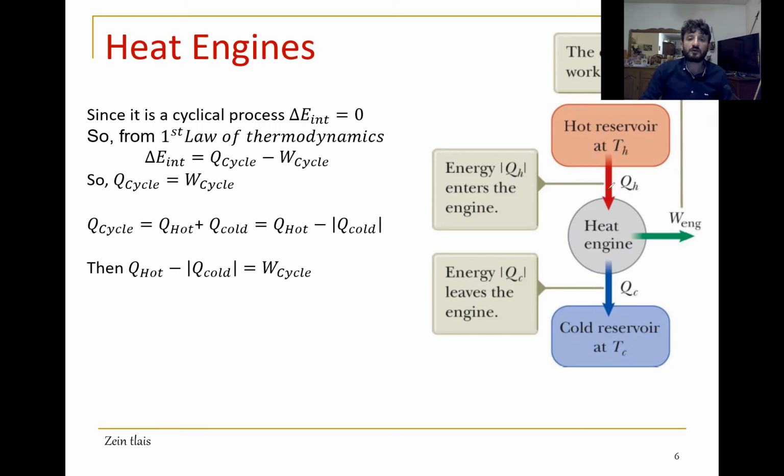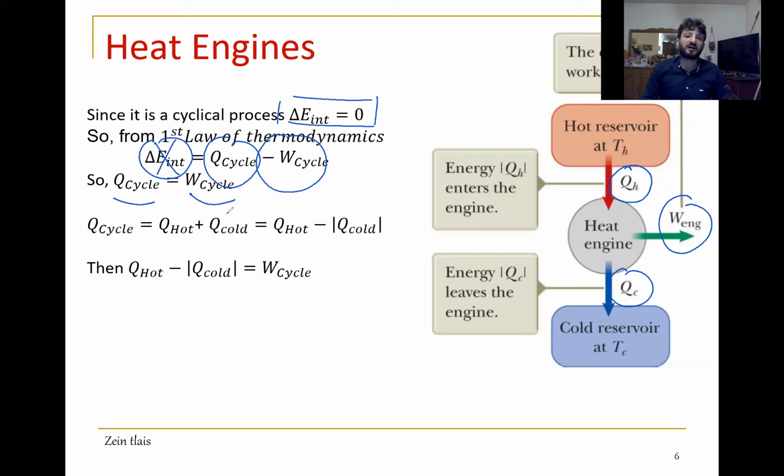In this engine, some quantity of heat Q hot enters the engine, and Q cold leaves the engine, and the engine does work omega engine. For any cycle, delta E equals 0. From the first law of thermodynamics, delta E equals Q minus omega of the cycle. As delta E equals 0, Q of the cycle equals the work done by the engine.